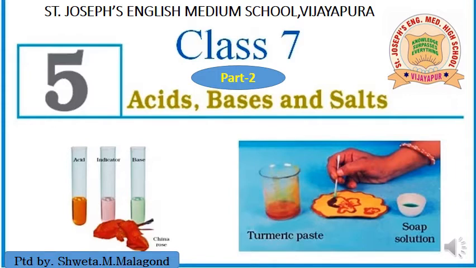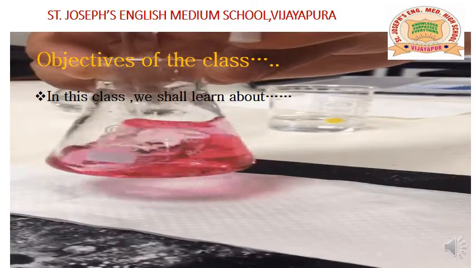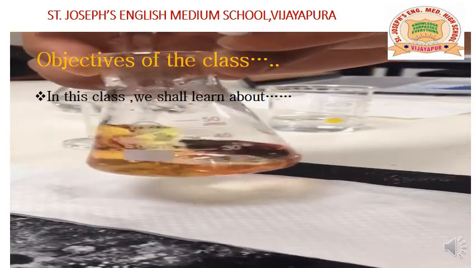Today we are going to discuss a few more points of this lesson, that is chapter 5, acids, bases and salts, part 2. In part 1 we discussed acids and bases, their nature along with their properties and examples, and the differences between acids and bases. Objectives of today's class.